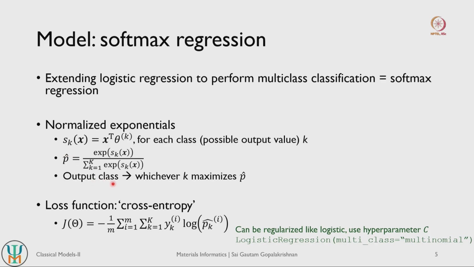And the output class itself, right. What the model eventually ends up predicting or classifying is the k value that maximizes your logistic here, right. So let us say you have 10 different outputs, for 0, 1, 2, 3 and so on, and let us say the maximum probability you get is for k equals 4, then the output class would be 4, right. So the output class is basically whichever k, whichever label or class, maximizes your probability here, right.